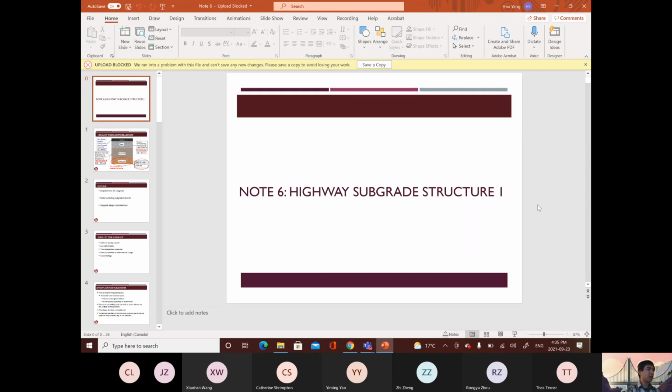Well, in the lecture today, we will start a new topic, which is about the introduction of the highway subgrade structures. We want to analyze the properties of the subgrade soils and identify whether any type of subgrade soil is appropriate for the pavement structures which will be applied on top of the subgrade. And what happens if the soil is not appropriate?